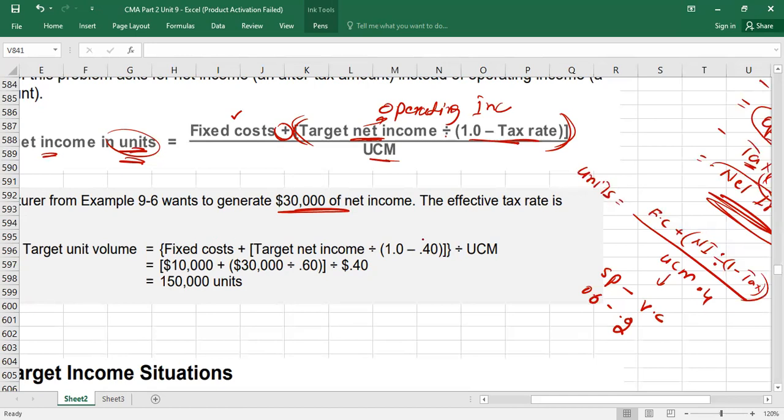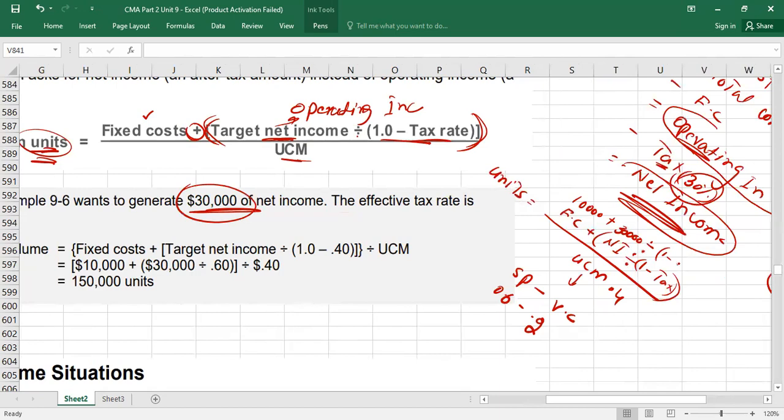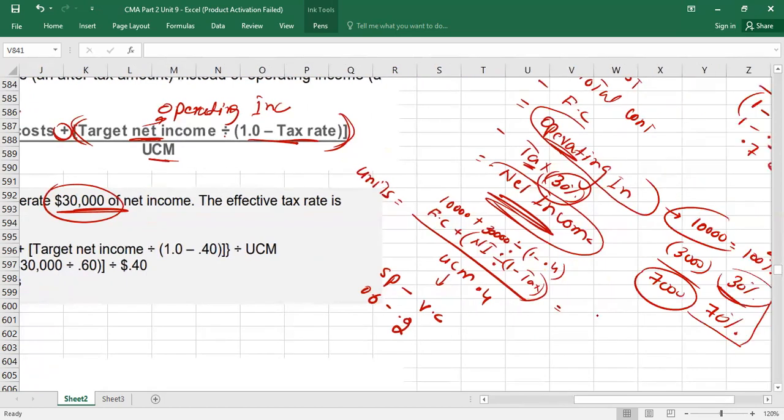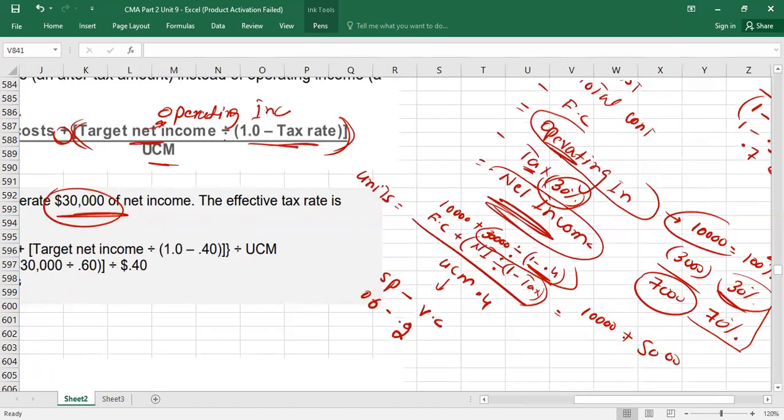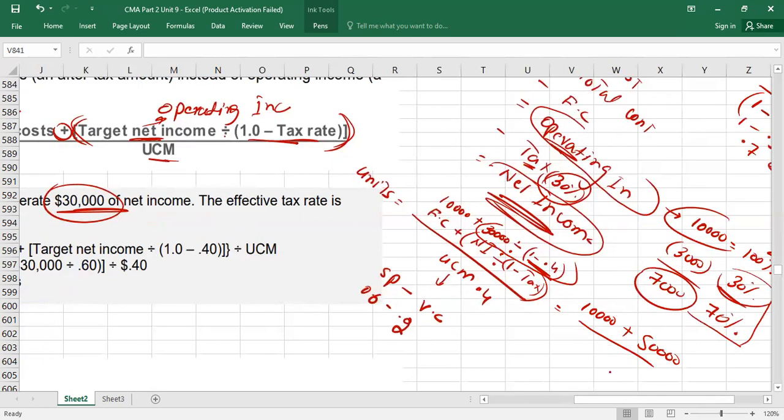Fixed cost is 10,000, plus net income of 30,000, divided by 1 minus tax. The tax rate is 40% in the question. So 1 minus 0.4. Let's solve it. We have a fixed cost of 10,000 plus, and now I'm going to solve this part. I'll take 30,000, which is your net income, divided by 0.6, because 1 minus 0.4 is equal to 0.6. Understood? If I divide, this will give you 50,000. Then divided by the unit contribution margin, 0.4. Now if you solve it, you can get the answer.